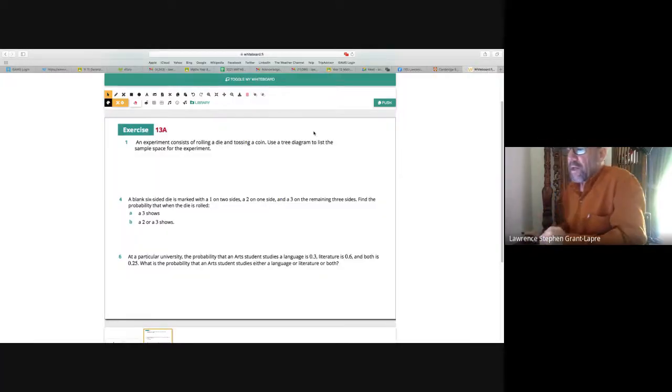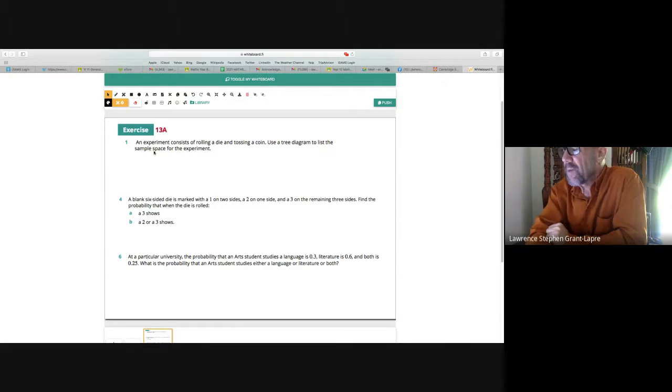All right, we're going to look at a few questions from exercise 13A. This is probability. It's to do with discrete variables, which are variables of counting numbers. There are no decimal places in these variables. The other type of variable is continuous, where you can have decimals, like measuring time or milliliters.